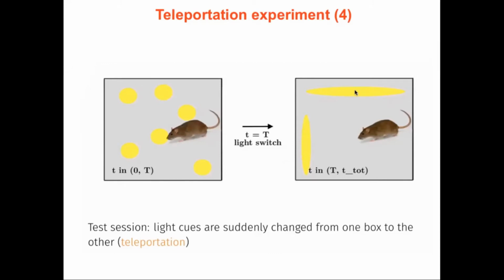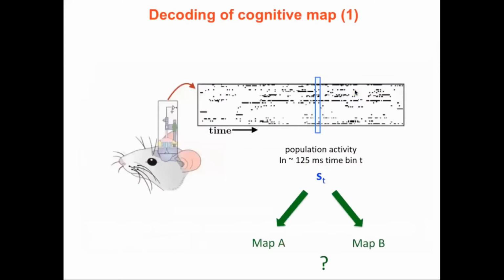And the question is how the representation, which is the map we discussed yesterday, is going to change when we do this light switch. So the first thing we have to do is to decide which map is actually loaded at any time t during the recording.